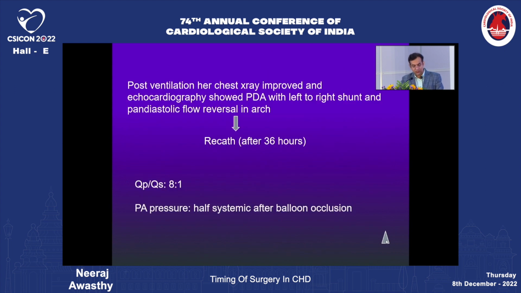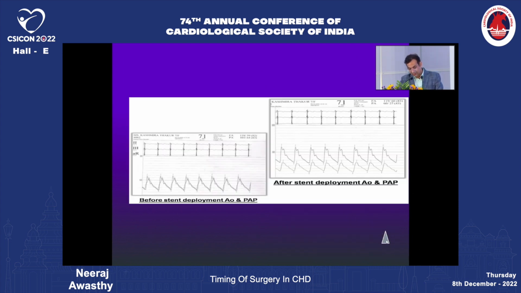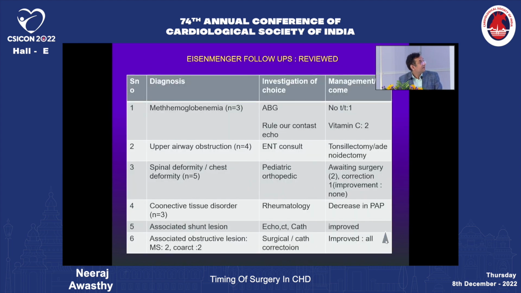Recatheterization showed a significant Qp:Qs with PA pressures which were actually systemic because of the large PDA and associated coarctation. Next. She underwent a covered stent implantation in the descending aorta, and following it, her PA pressures had become significantly better, 60 against a systemic 120 with a mean of 43. Definitely there is some amount of PAH, but considering her Qp is significant, we expect these PA pressures to respond in follow-up. Next.